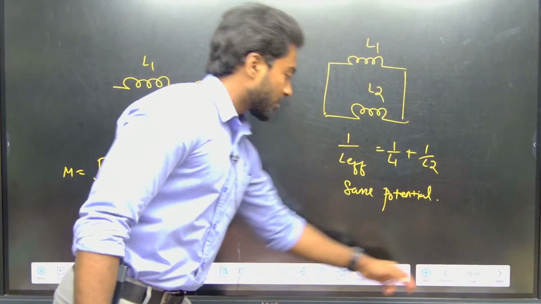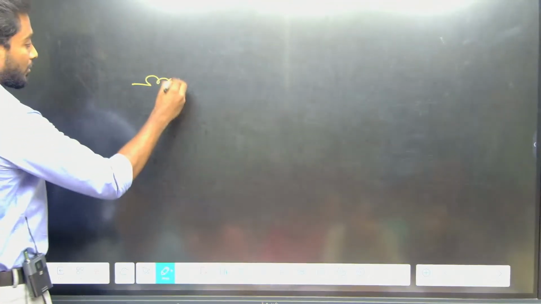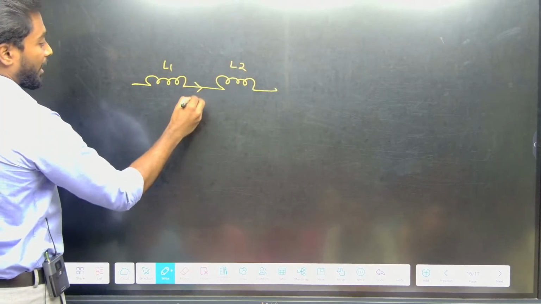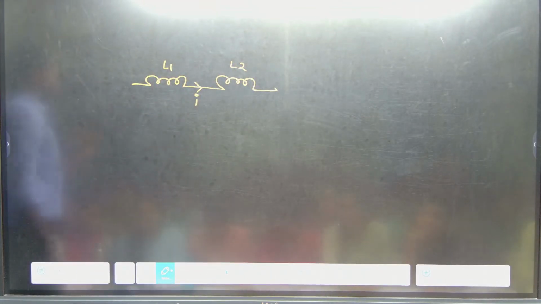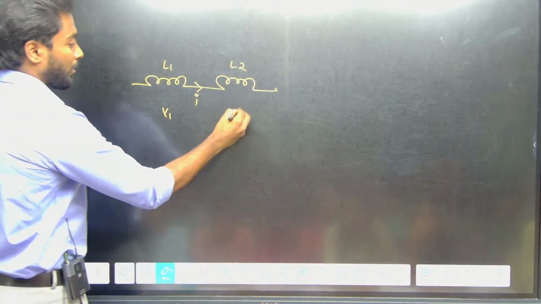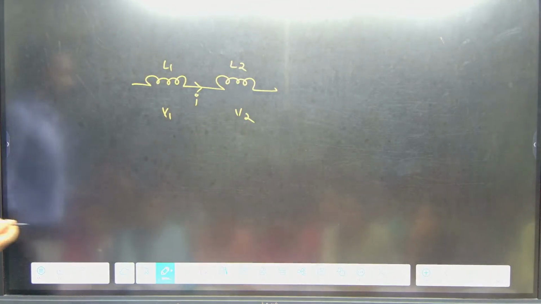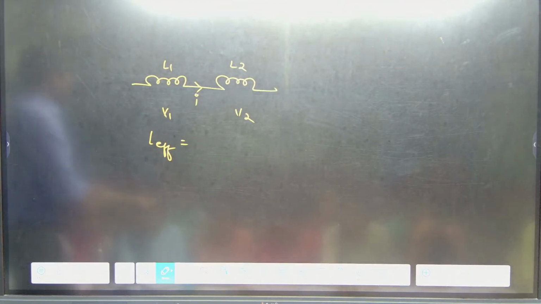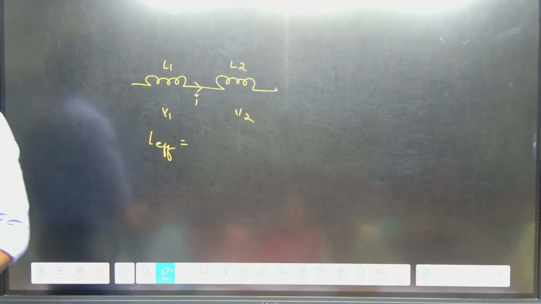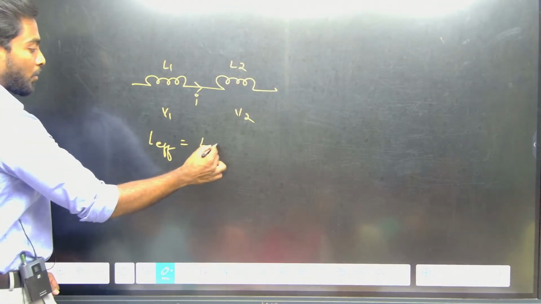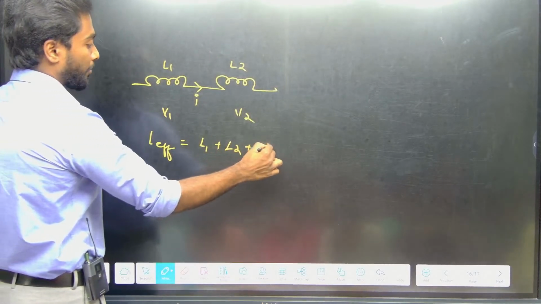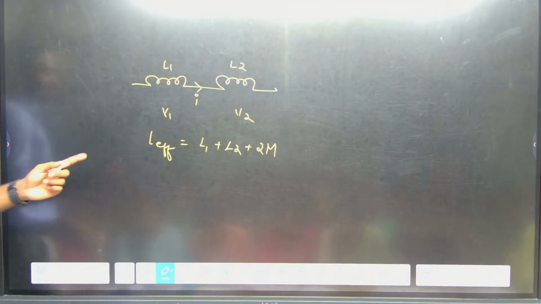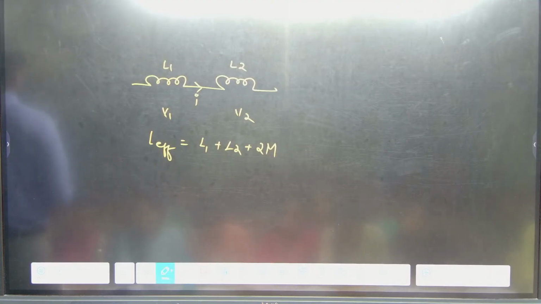So series combination in the sense like I will take L1, L2. What is the current flowing? Same current or different current? Same current. What is the potential? V1, V2. Then L effective will be equals to L1 plus L2 plus 2M. It is the relation in terms of self inductance and the mutual inductance.